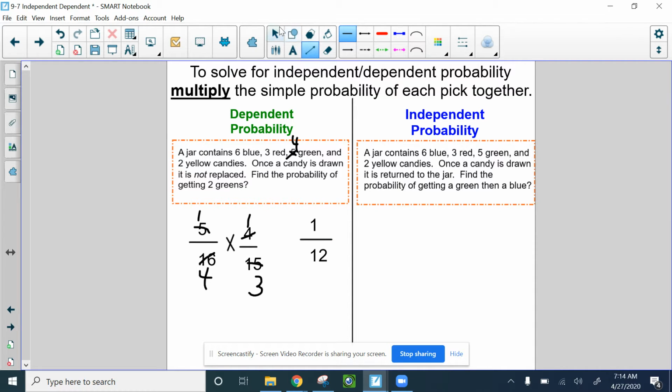So again, I found the event of getting a green the first time, and I multiplied it by the probability of getting green the second time, and that would tell me the probability of both events together. Okay, let's try another one then.